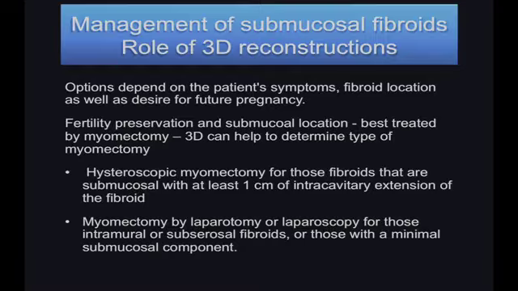First, a hysteroscopic myomectomy could be used for those fibroids that are submucosal with at least 1 centimeter of intracavitary extension. And then a myomectomy by laparotomy or laparoscopy would be used, of course, for those that are intramural or subserosal, but also for those with a very minimal submucosal component, which could actually be visualized with 3D sonography.